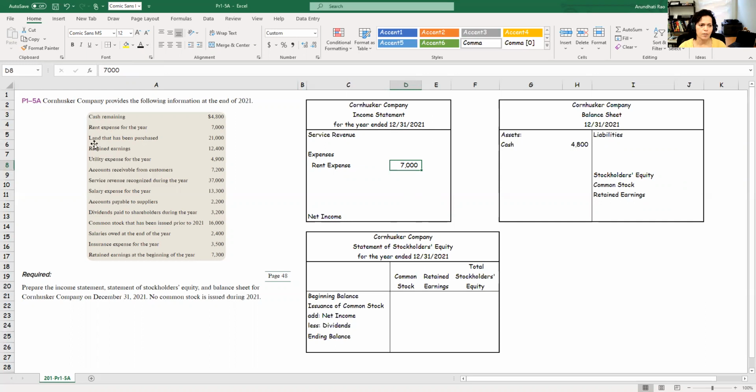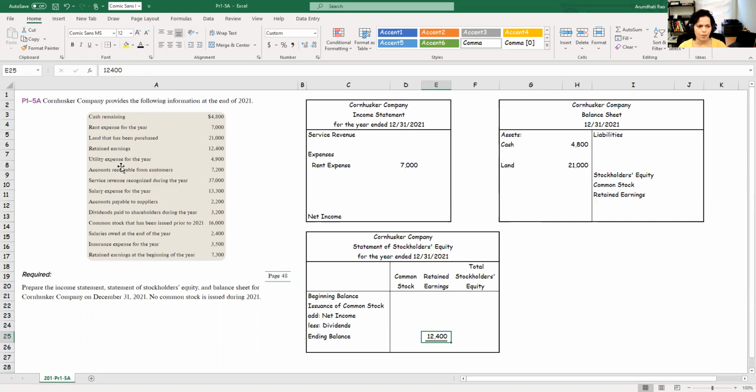Okay, the third account listed over here is land that we have purchased, 21,000. Land is an asset. I'm leaving one line and then I'm going to write land, and I'll tell you later on why I'm doing that. So land is 21,000. Then I have retained earnings, $12,400. This is at the end of the year. Retained earnings, ending balance has been given to me. So the retained earnings ending balance is 12,400.